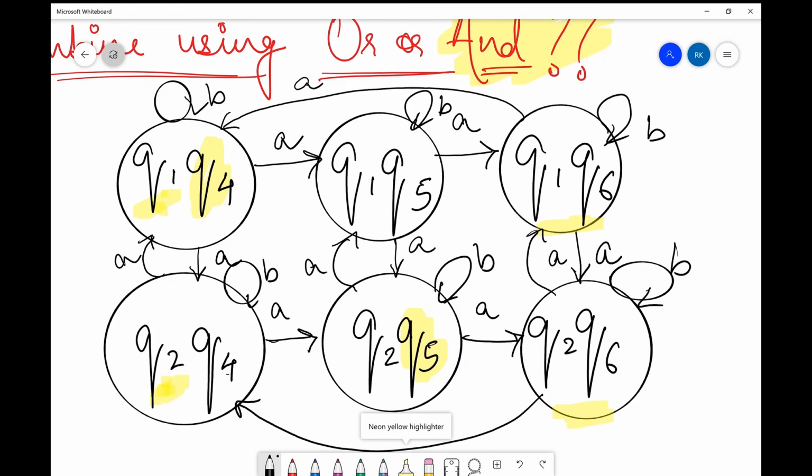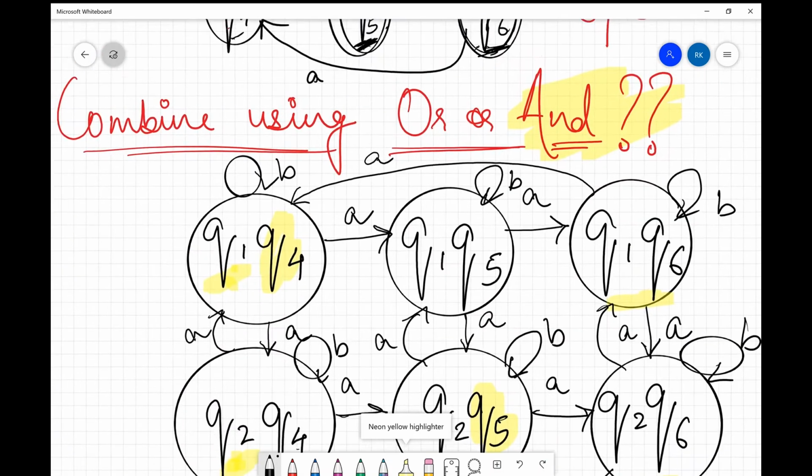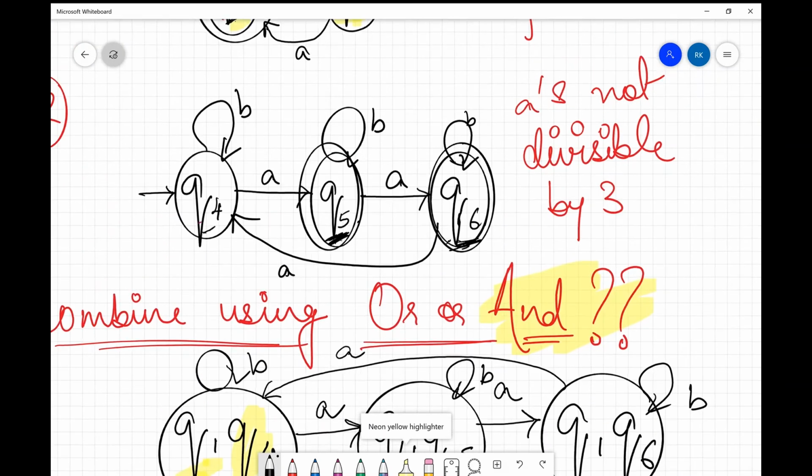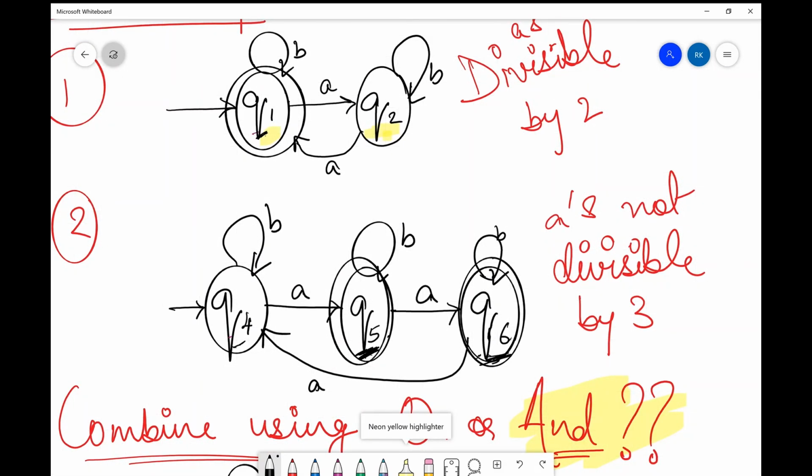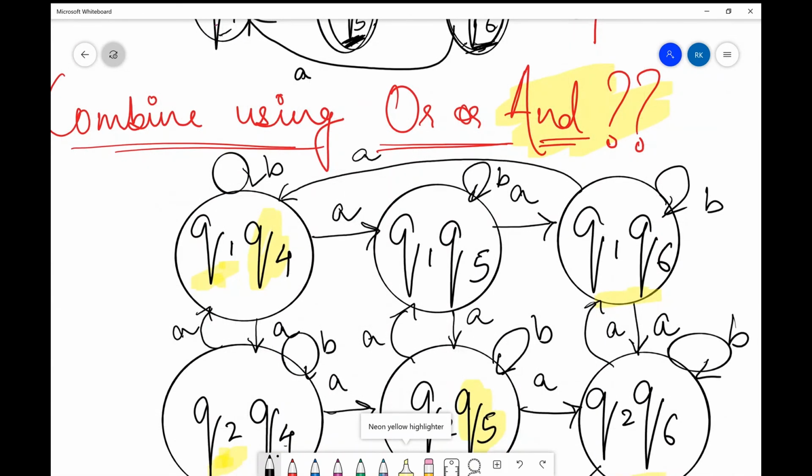Now what are we left with? We are left with our initial state and final state. Now let's see it over here. In the second DFA, the initial state was Q4, and in the first DFA, the initial state was Q1. So in our combined DFA, the initial state will be the combination of both these initial states, which is Q1, Q4. So in our final combined DFA, we make Q1, Q4 as our starting state.